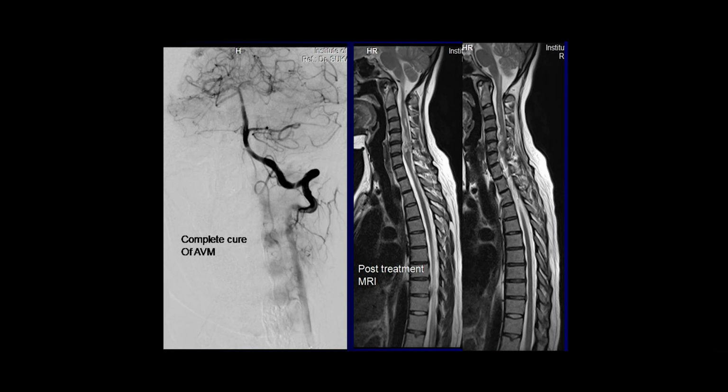Once you do that, this is the post-treatment angiogram. You can see that the whole of the AVM has gone, and in the spinal cord MRI in the cervical region, you can see that the whole of the AVM has gone. Of course, there is some insult remaining in the spinal cord from the previous bleed, but this cord looks definitely better as compared to the pre-treatment stage.